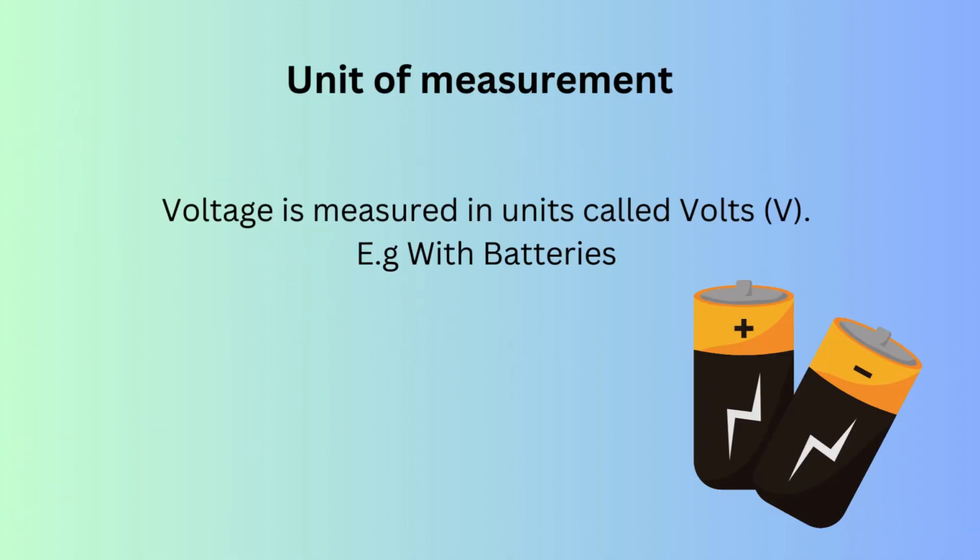Unit of measurement of voltage. Voltage is measured in units called volts. For example, with batteries, look at the picture of the batteries. Each of these batteries, also called dry cells, provides a voltage of 1.5 volts. This means that each battery can give a small push of 1.5 volts to make the current flow in the circuit.